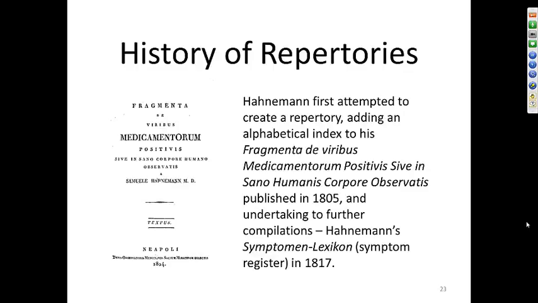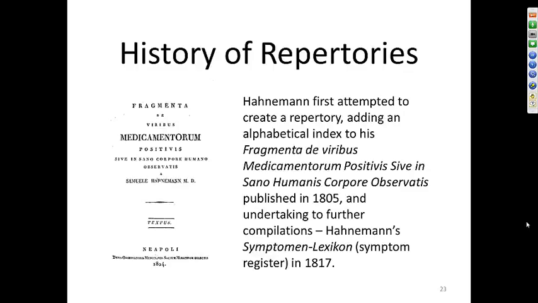Now, in terms of the history of the repertories, the first index, I don't think we could really call it a repertory, was a book that Hahnemann published in 1805 called Fragmenta de Viribus Medicamentorum Positivis. It was a materia medica, actually, with 27 remedies in it, and the latter part of the book at the end was this kind of index to the information. And then 12 years later, in 1817, he came out with the Symptom Register. Again, it was kind of an index. It wasn't a true repertory. Both of these books were written in Latin.